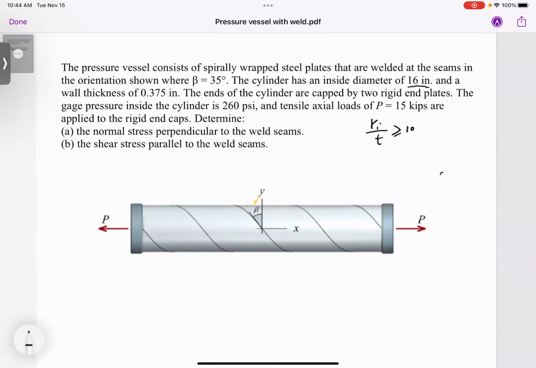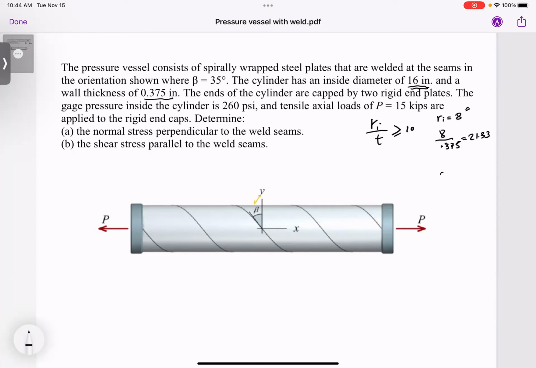So the inside diameter is 16. So the inside radius is 8 inches. And the thickness is 0.375. So if we do 8 over 0.375, I believe this ratio is 21.33. So this is well within that definition of thin pressure vessels. Remember, you need at least 10.